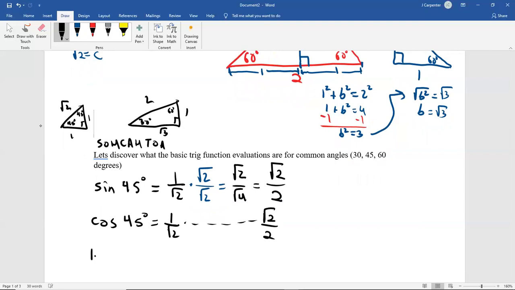Then let's do the tangent of 45. So again, using this triangle, TOA. Tangent is the opposite over the adjacent. The opposite is 1, the adjacent is 1, so that's going to be 1 over 1, which is 1.